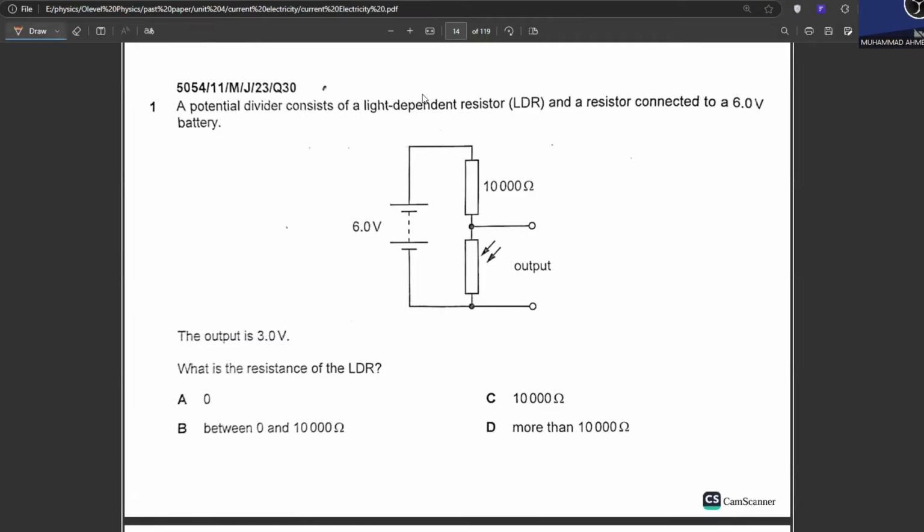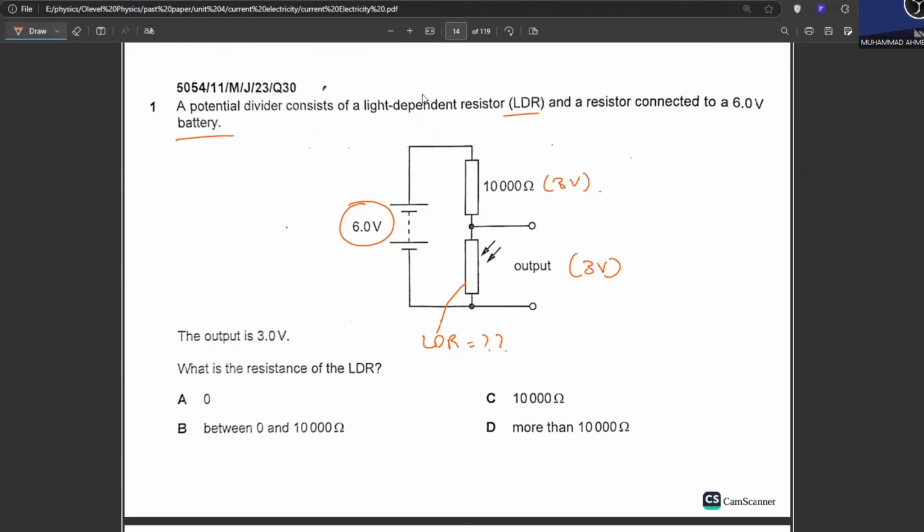Okay, let's see this. A potential divider consists of a light dependent resistor LDR and a resistor connected to a 6 volts battery. The output is 3 volts. So the total here is 3 volts. We have a 3 volts output. What will be the voltage across this 10 ohms resistor? 3 volts. Okay. What is the resistance of the LDR? We have to calculate the resistance of this LDR. How will we do that?